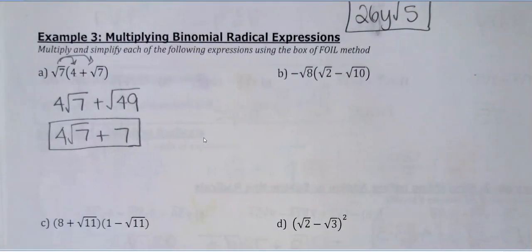Because the 7 doesn't have a radical attached to it. Does that make sense? Like, it would be like 4x plus 7. You wouldn't add those together, right? It's the same concept. So it's like 4 radical 7s plus a 7. They're not like terms, so you can't put them together. That's a really good question.